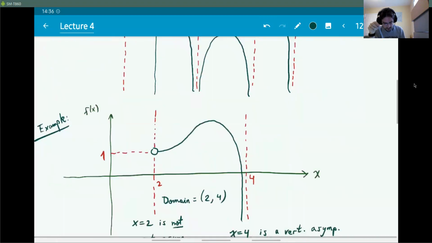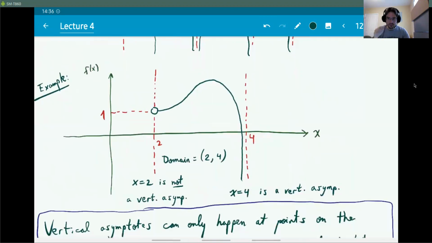Here's an example where I give you a function with a bounded domain between 2 and 4. And only the line x equals 4 is a vertical asymptote. Looking at the graph, you see that it is becoming vertical close to 4. But looking at the graph close to 2, it is actually not becoming vertical. It's approaching a number. So this line, even though I drew the line in dotted lines here, that's kind of bad practice. I should not have done that.